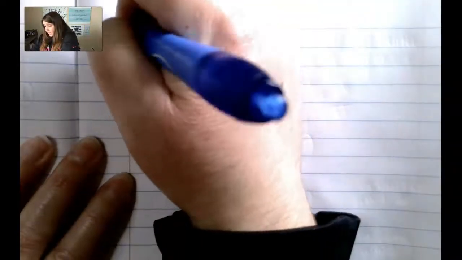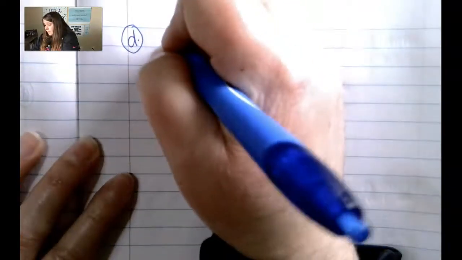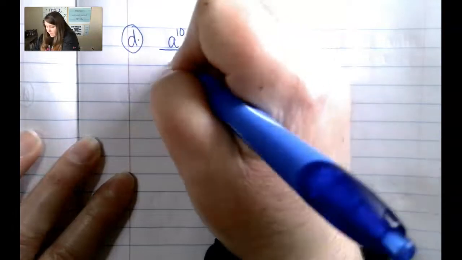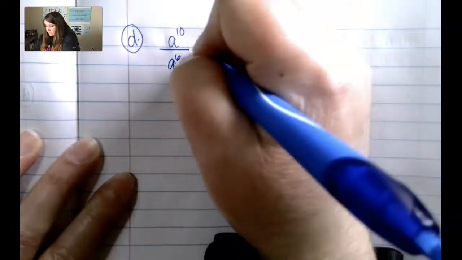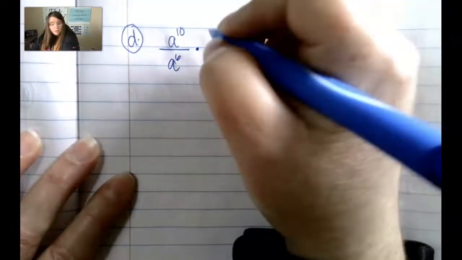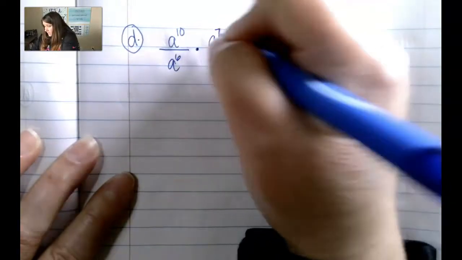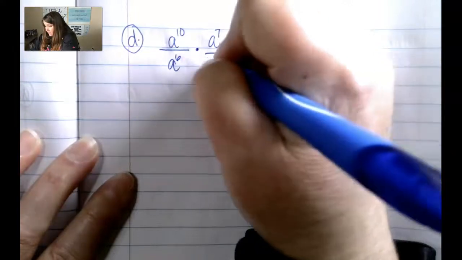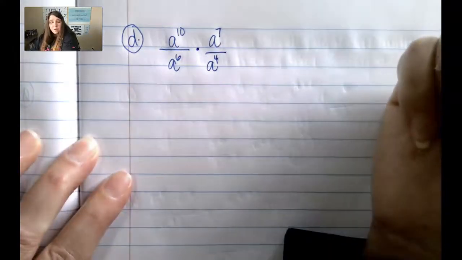This problem, this one is all variables, which is good. Sometimes we need variables in our life. Okay, so we have a to the 10th power over a to the 6th times a to the 7th over a to the 4th.